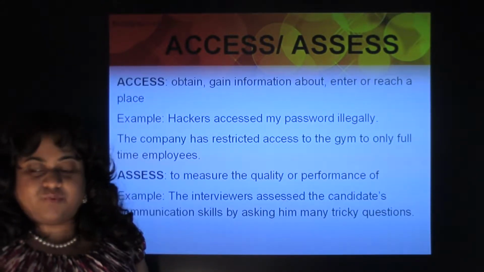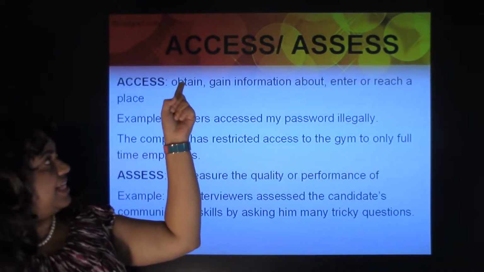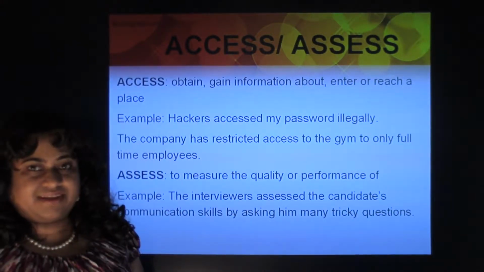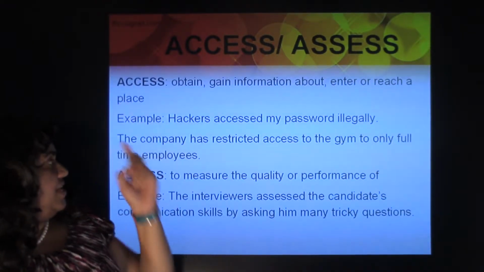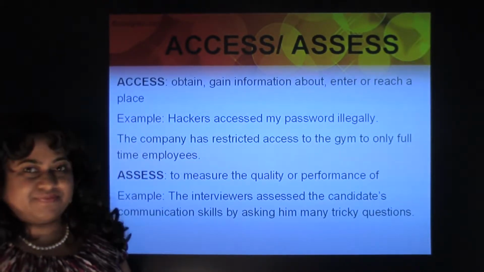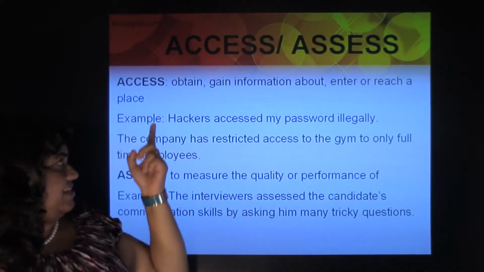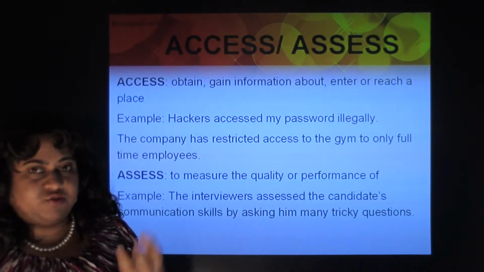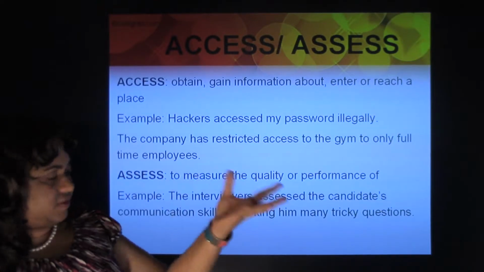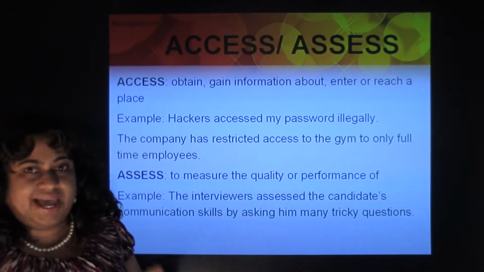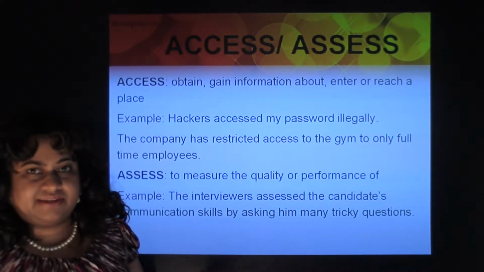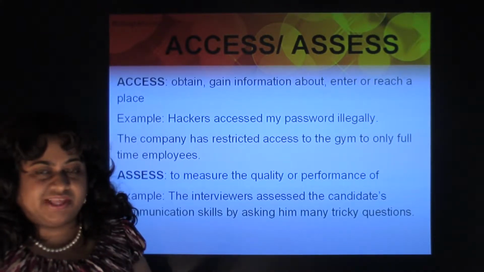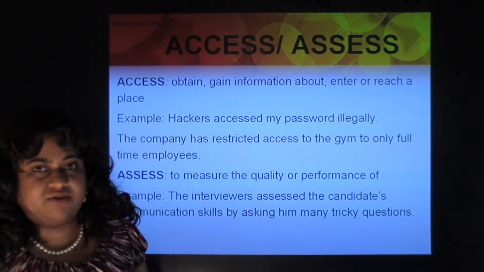The next set of confusing words is access and assess. So they're pronounced slightly differently. Access with the two C's and assess with the two S's. So access means to obtain information, to gain information, or to gain entry into some place. To access means to obtain. Like you gain access into a building. So access to the office. When they give you the keys, you gain access to the house.